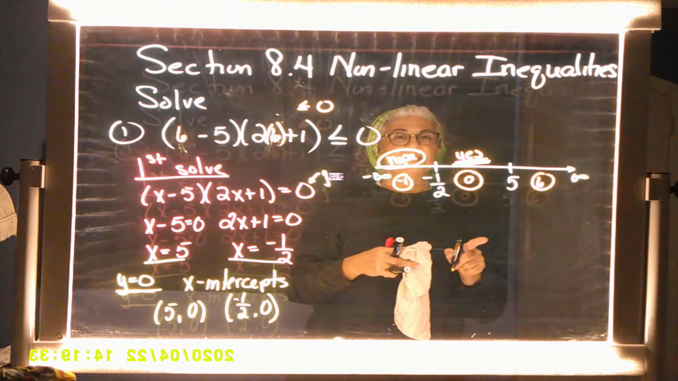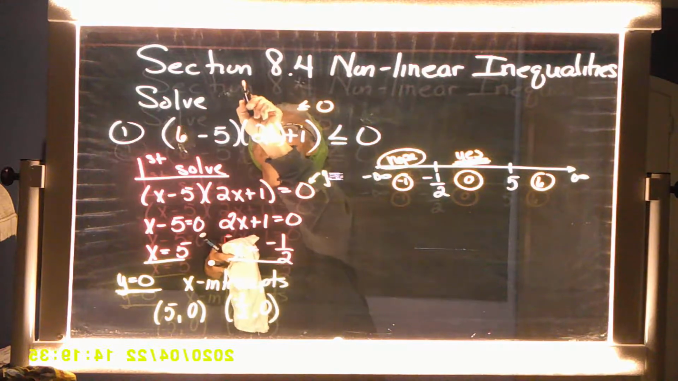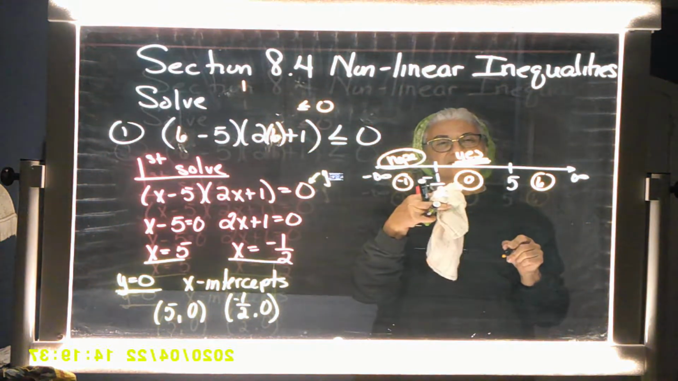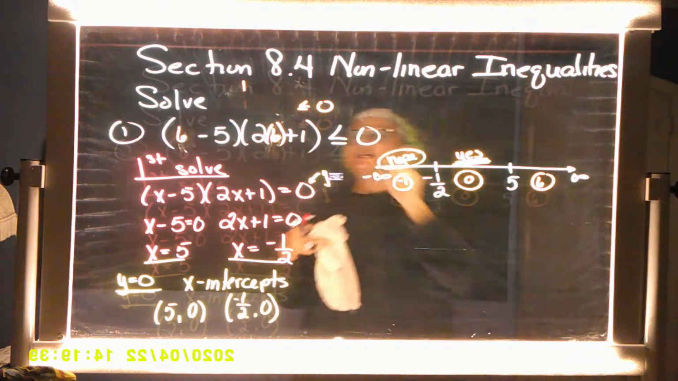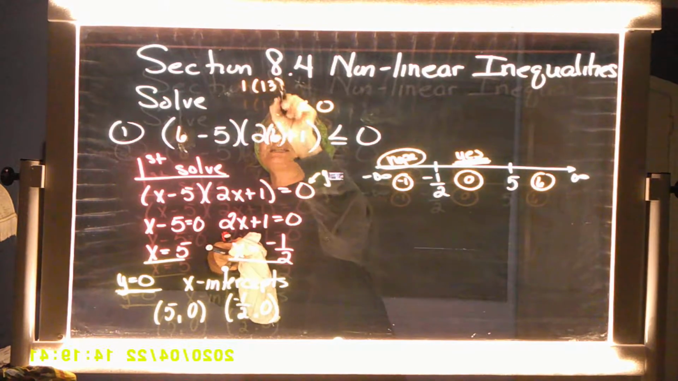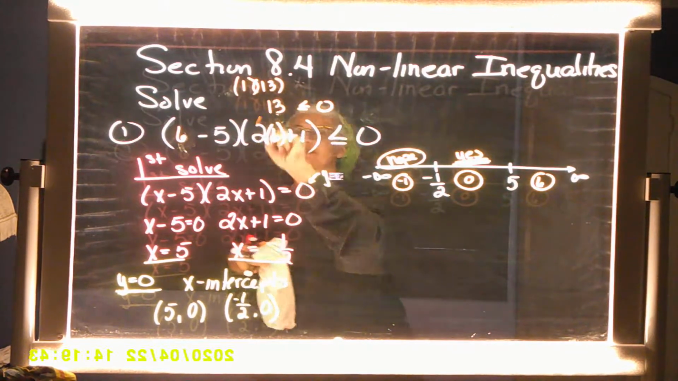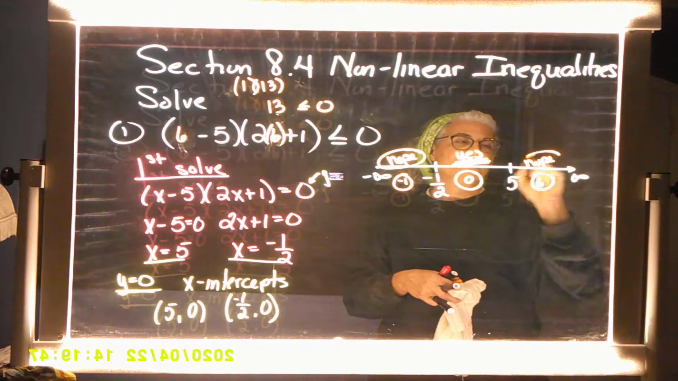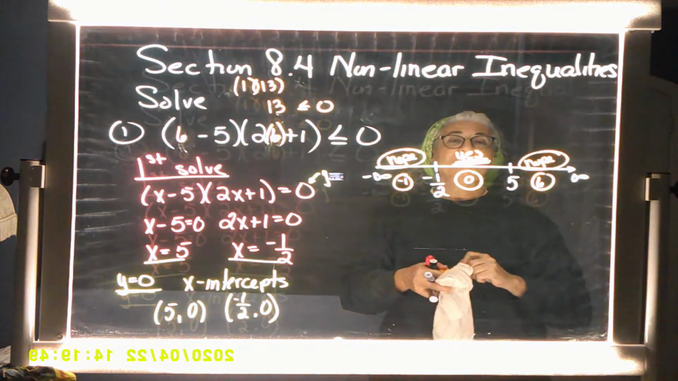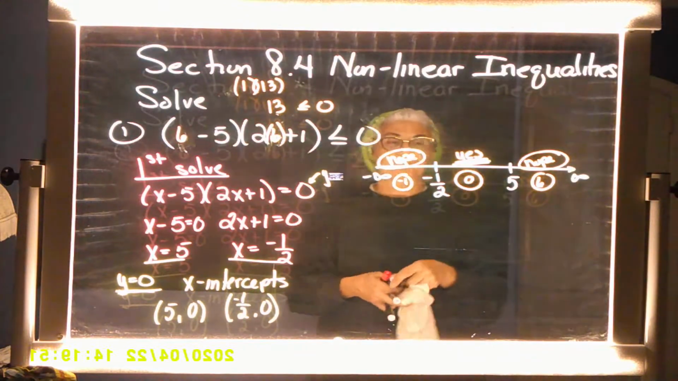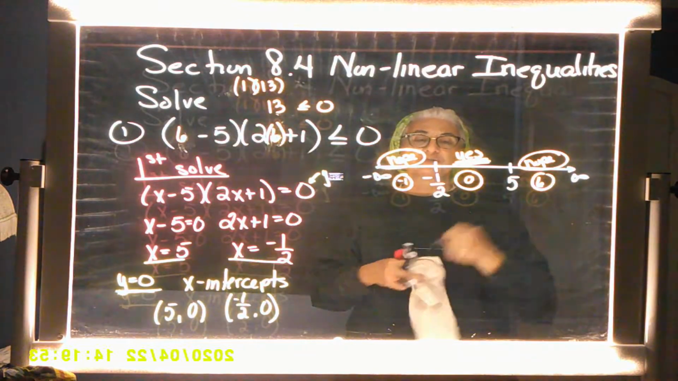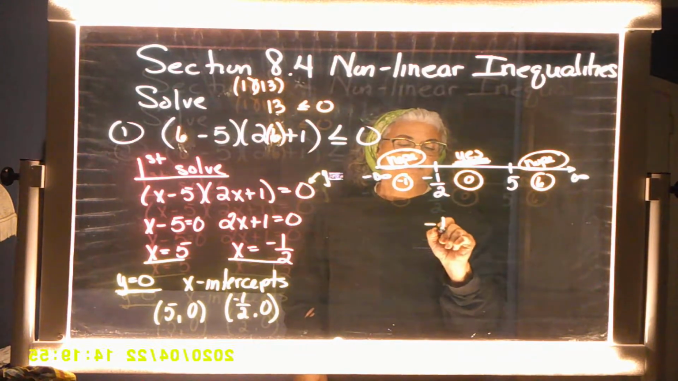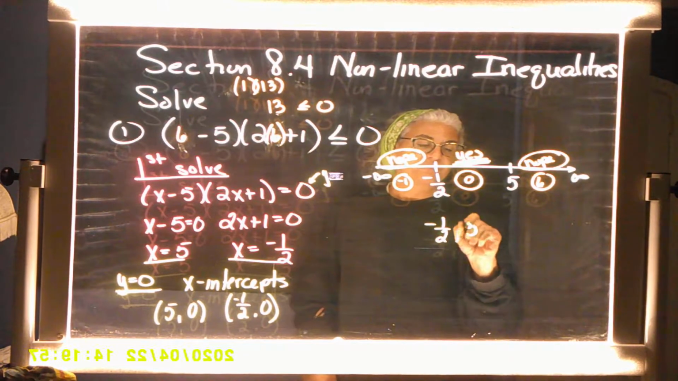What's 6 minus 5? Good, 1. 2 times 6, 12 plus 1. Yeah, that's 13. Is 13 less than or equal to 0? Nope, it is not. So I only have one interval that actually has worked for me. The interval that has worked for me is going from a negative 1/2 to a positive 5.